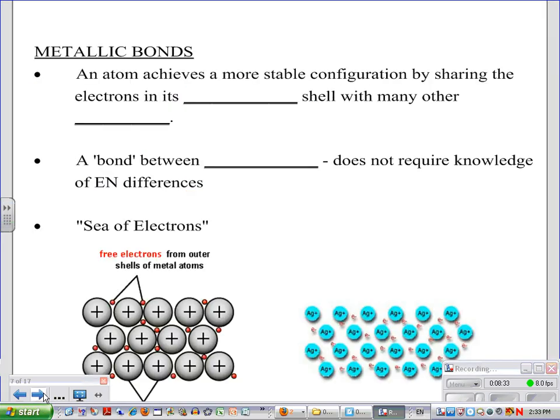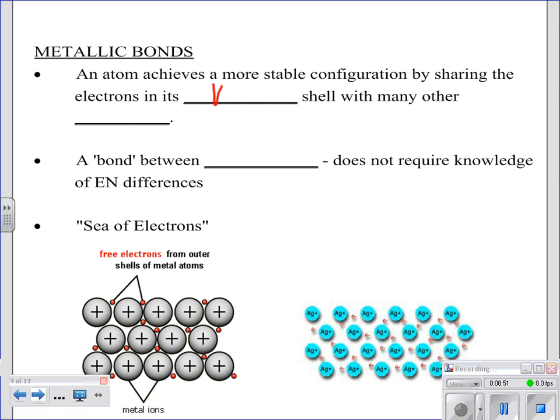All right, so now we can look at our last one, which is metallic bonds, and we really haven't said anything about these, and the reason is they have nothing to do with electronegativity differences. So metallic bonds, here it says an atom achieves a more stable configuration by sharing the electrons in its outer energy levels, so I'm going to just say it's valence shell, with many other atoms. This is a bond that occurs between metals.